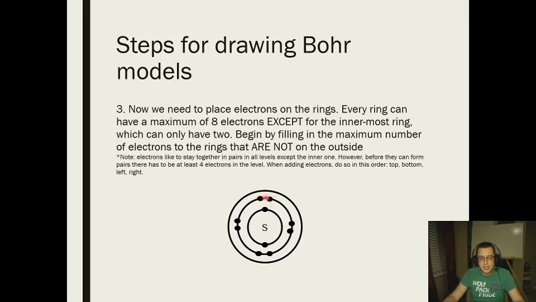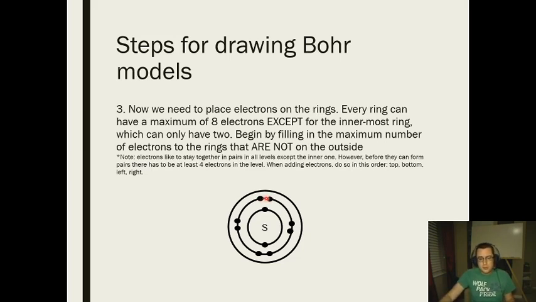So that order, it doesn't matter necessarily which order you go in, but you want to add them one at a time so that there's at least 1 electron in every one of the spots. So the top, right, the left, and the bottom. You want to make sure that you add an electron so that there's 1 in every spot before you start adding them together in pairs.